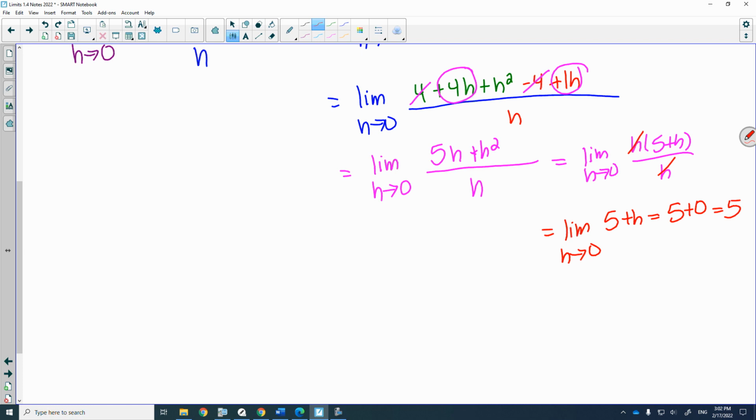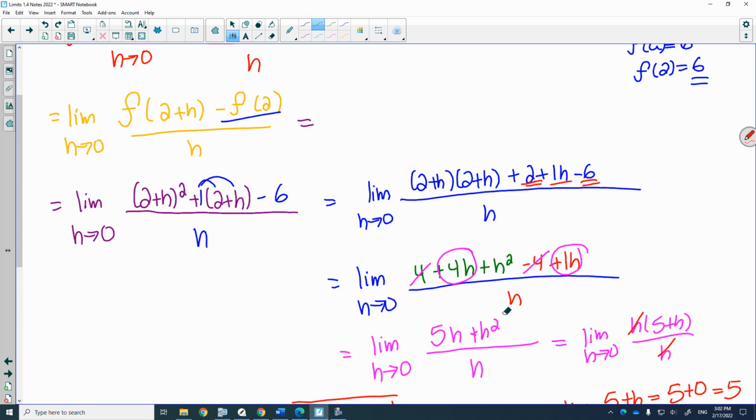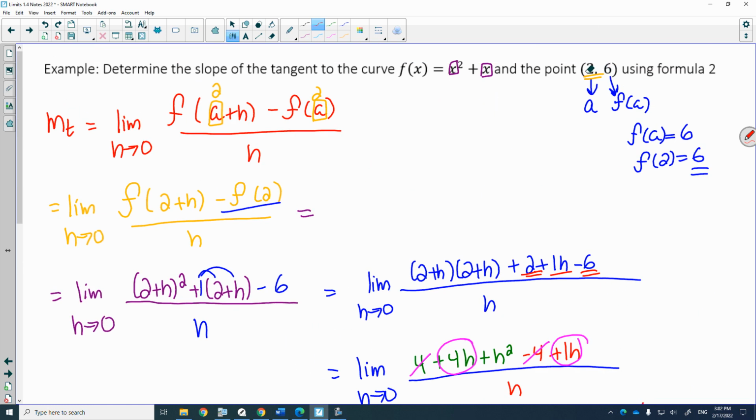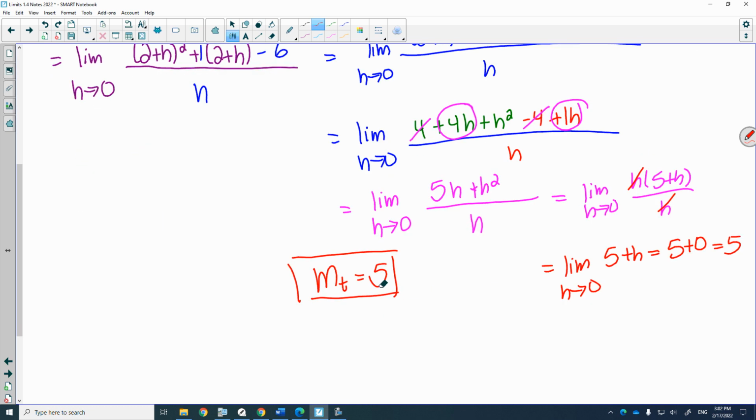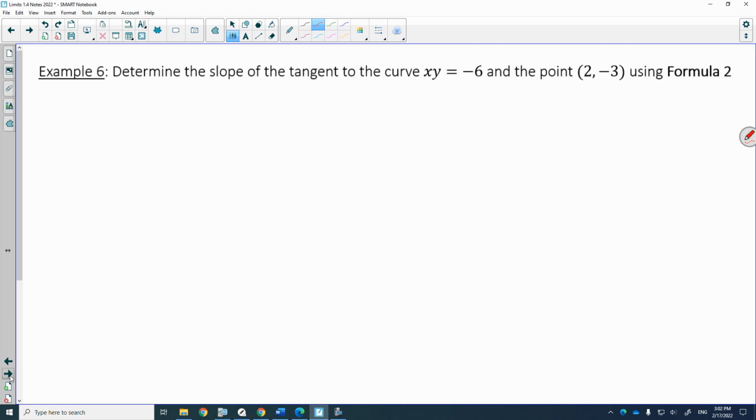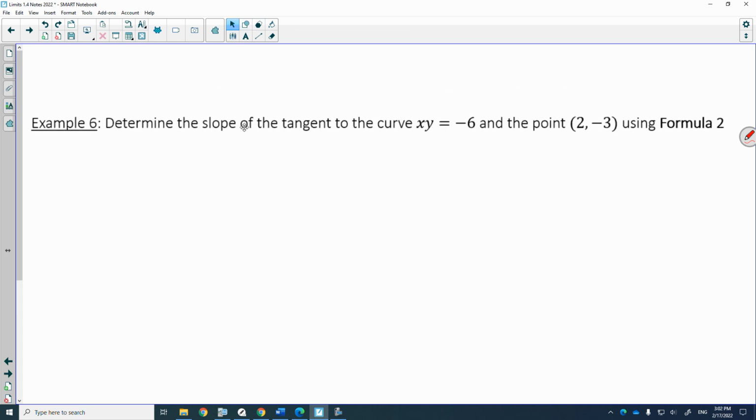What we just calculated is the slope of the tangent line to be 5. So on the curve, which was a parabola, at the given point, the tangent line would have a slope of 5, is what we've just calculated. And again, look back to class example 1, and using formula 1, we got the slope of the tangent being 5 as well. Let's look at another example, same type of thing, where we're going to find the slope of the tangent to the curve using formula 2.